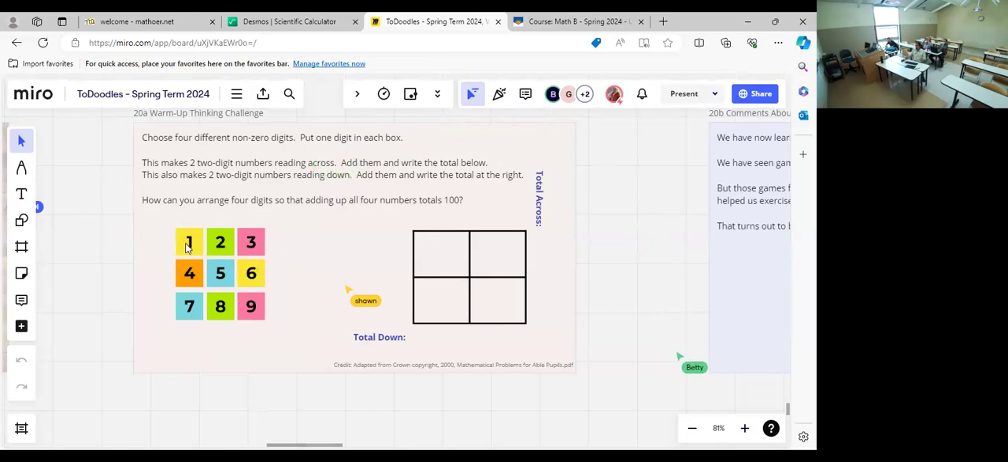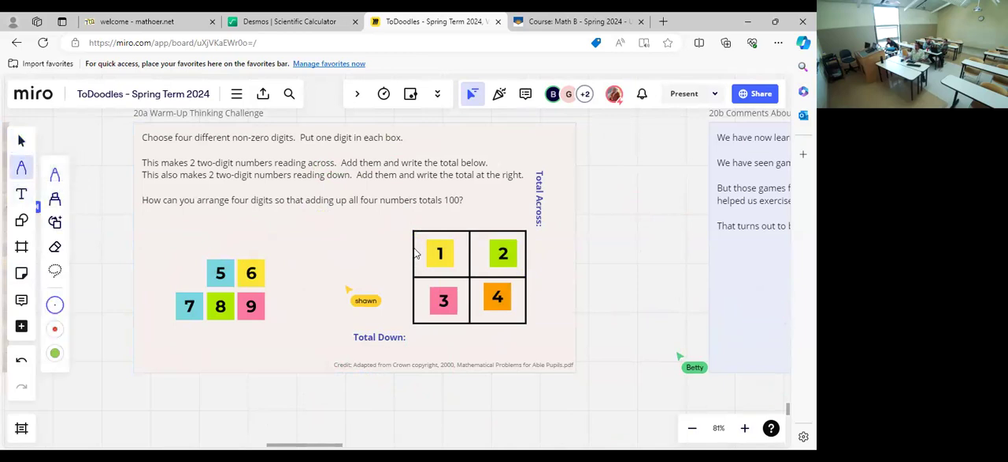We want to pick four of the nine numbers. So maybe one goes over here, right? If we put one digit in each box, say I just pick 1, 2, 3, and 4, then if we add them going down, what do we get? What's 12 plus 34? Well, 2 plus 4 is 6. 1 plus 3 is 4, so we get 46. And then if we add them to the right, what's 13 and 24? That's a strange way to look at it, but do you see how this is 13 and 24 if I'm going that way?